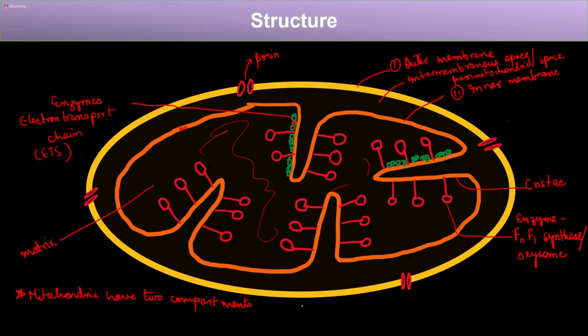So it has one inner compartment that comprises the matrix, and the outer compartment. And what does the outer compartment comprise? It comprises the intermembranous space, right? So the mitochondria have two compartments, the inner compartment and the outer compartment. Okay. So now we have seen the structure of the mitochondria and we have studied each of these structures in detail. Now let's see what is the function of a mitochondria.